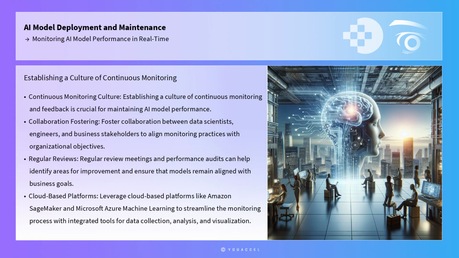In addition to technical tools, establishing a culture of continuous monitoring and feedback is crucial for maintaining AI model performance. This involves fostering collaboration between data scientists, engineers, and business stakeholders to ensure that monitoring practices align with organizational objectives. Regular review meetings and performance audits can help identify areas for improvement and ensure that models remain aligned with business goals. Furthermore, leveraging cloud-based platforms such as Amazon SageMaker and Microsoft Azure Machine Learning can streamline the monitoring process by providing integrated tools for data collection, analysis, and visualization.